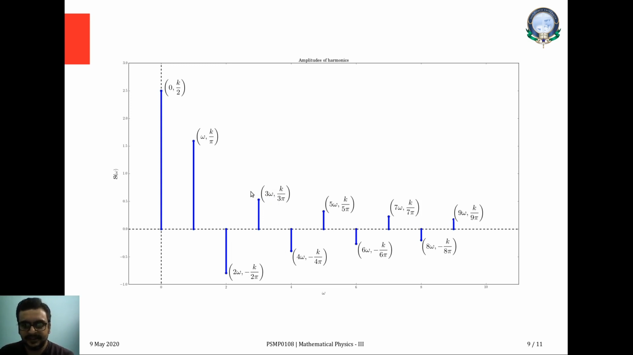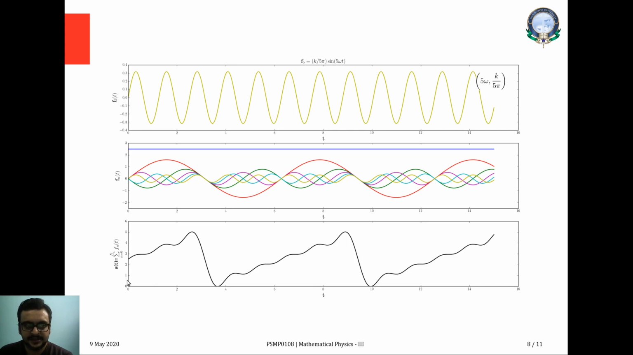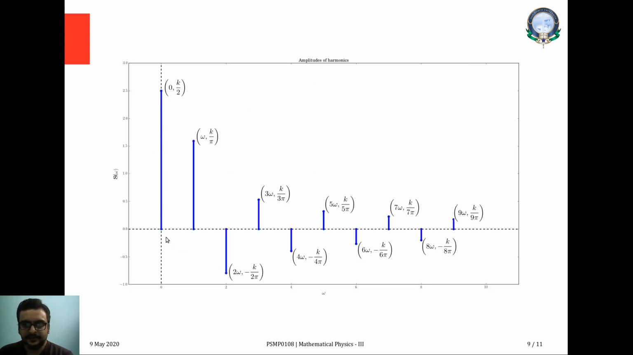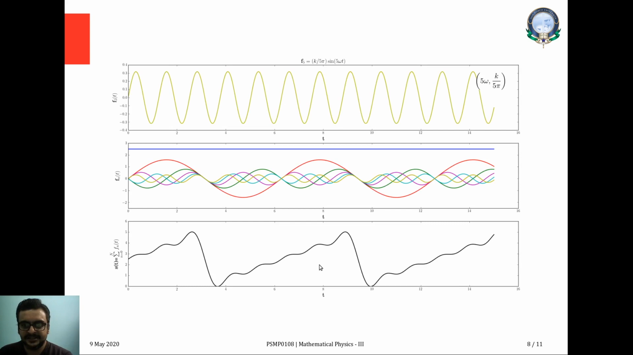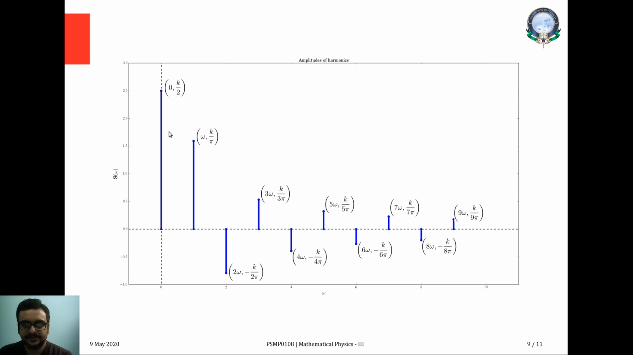So what have we done here? This was how the wave looked in the time domain, and this is what we got from there. We extracted the information from this, and whatever information is contained over here, that same information is also contained in all of these different lines.